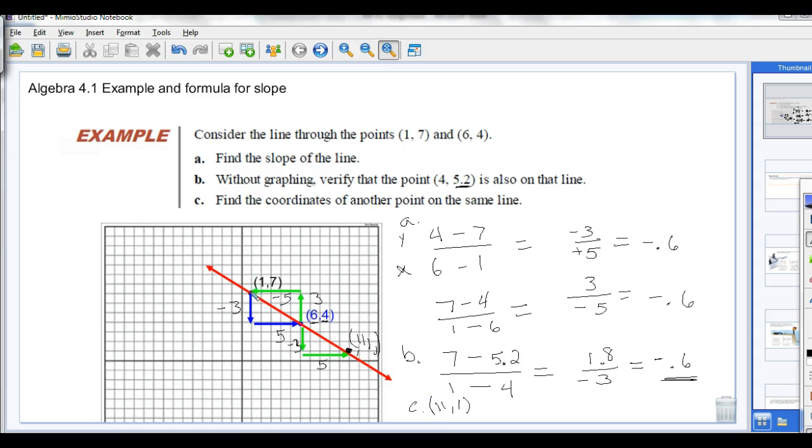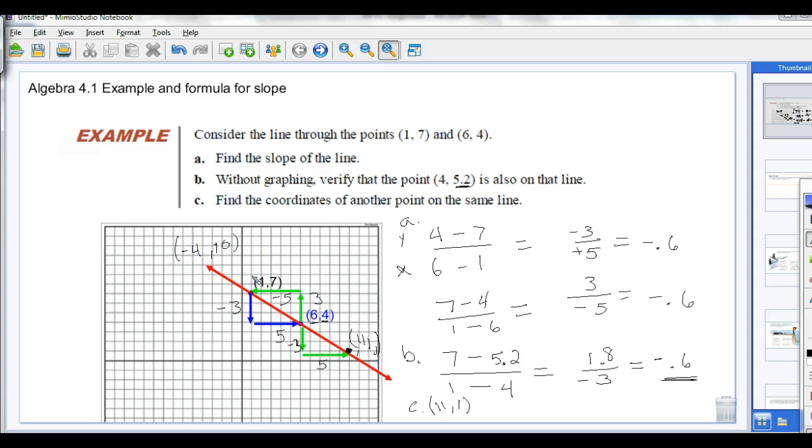Could I also do the same thing? Could I go up 3 and to the left 5? If I go up 3 from 7, I end up with 10, right? That'd be my y value. And if I go to the left 5, 1 minus 5 would be negative 4. So I'd have (-4, 10), and there would be another point.